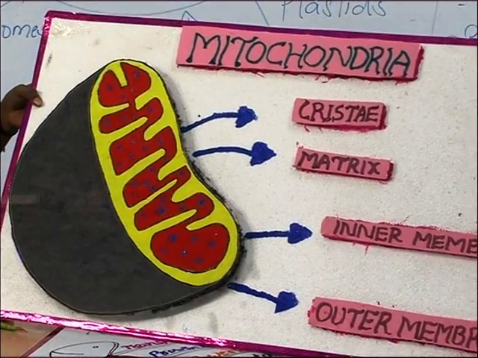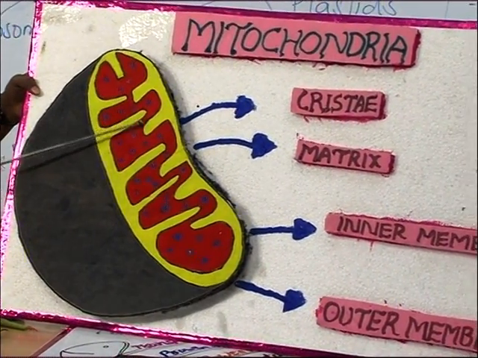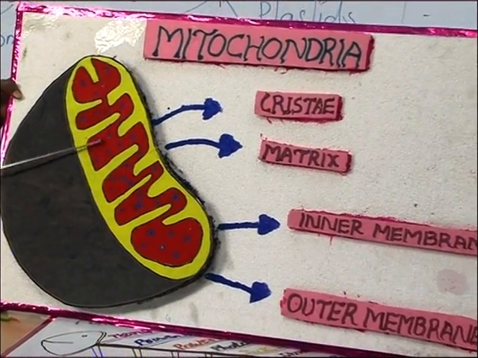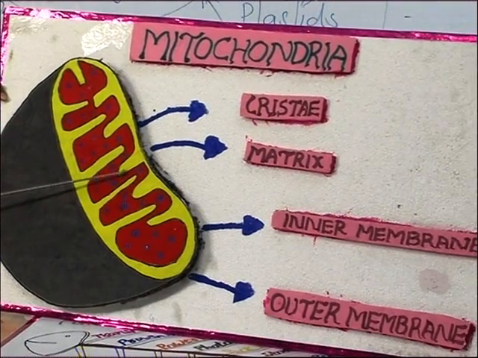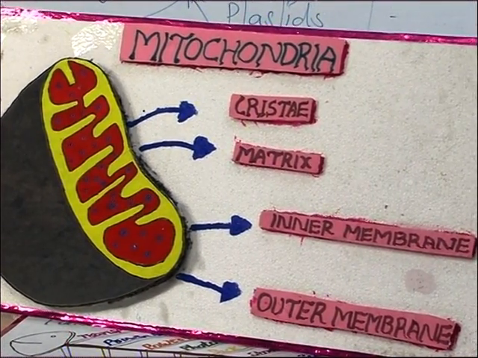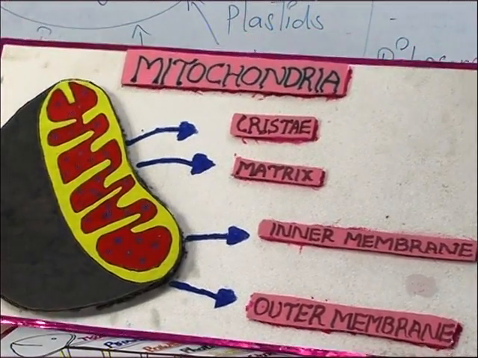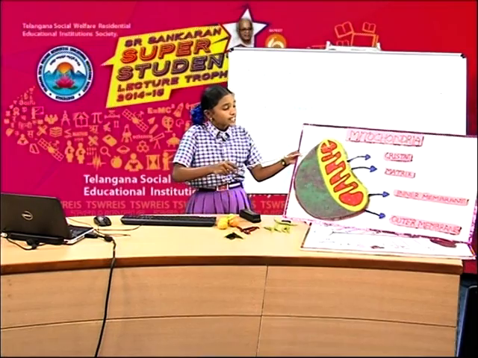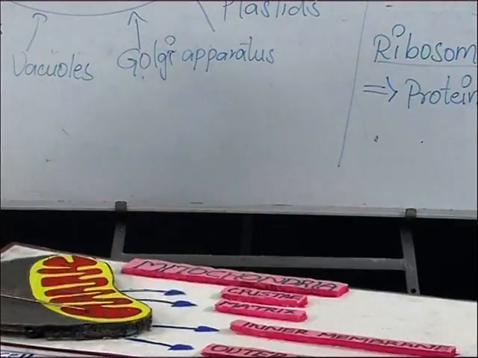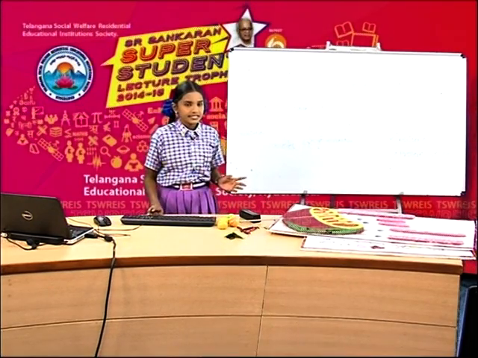This outer membrane is smooth and soft. The inner membrane of the wall makes interior folds. Okay friends, are you understanding? These interior folds are called cristae, and the space between the cristae is called matrix.